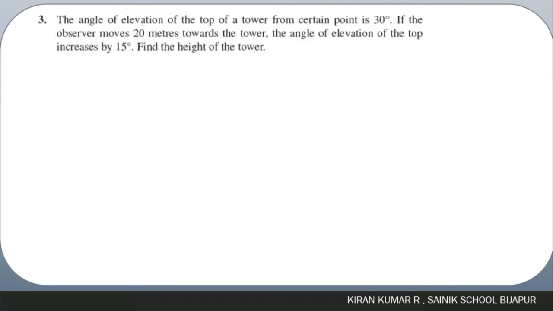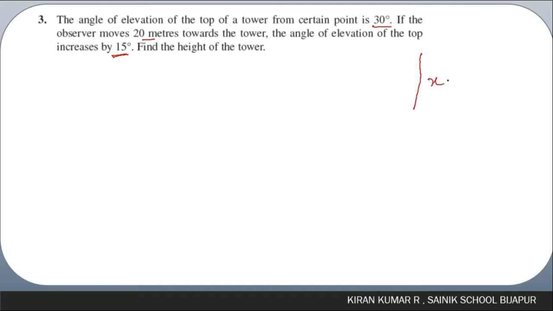Question number 3. The angle of elevation of the top of a tower from a certain point is 30 degree. If the observer moves 20 meters towards the tower, the angle of elevation of the top increases by 15 degree. So from 30 degree, 15 more to be added, it becomes 45 degree. Find the height of the tower. Let me make a figure.